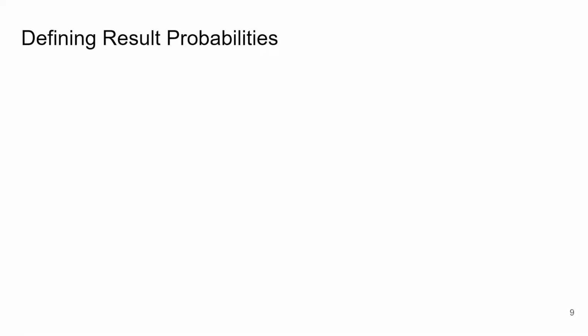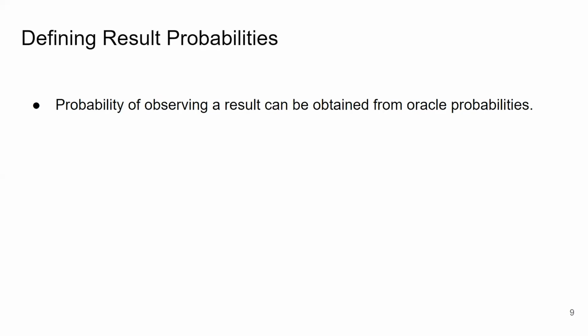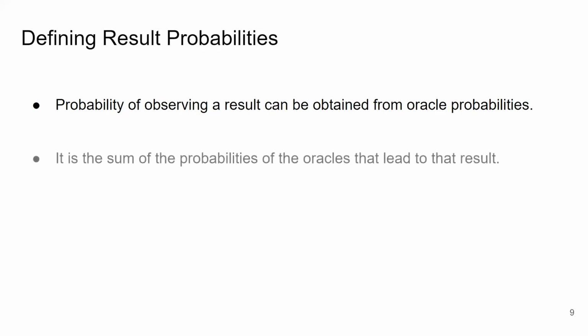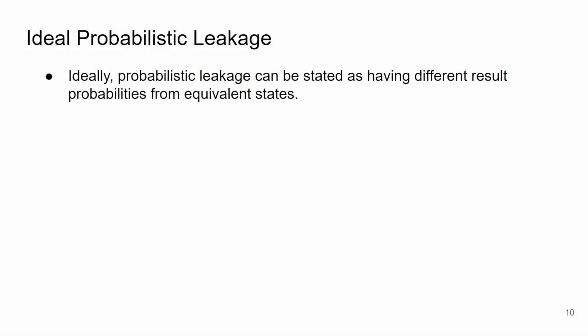So far, we were talking about the probability of non-deterministic events. However, our problem was about result probabilities. Luckily, we can define the probability of a result based on the event probabilities. We define the probability of a particular return value as the sum of the probabilities of oracles that lead to that result. Ideally, probabilistic leakage can be stated as having different result probabilities from equivalent states.